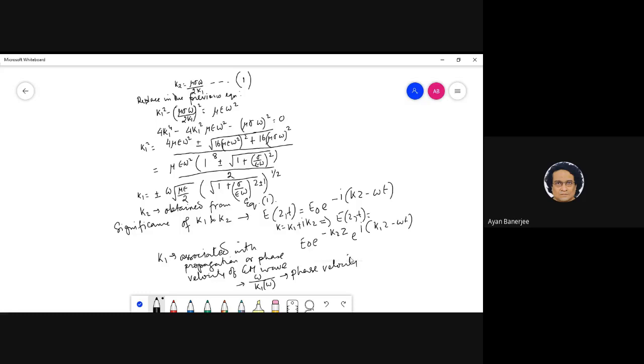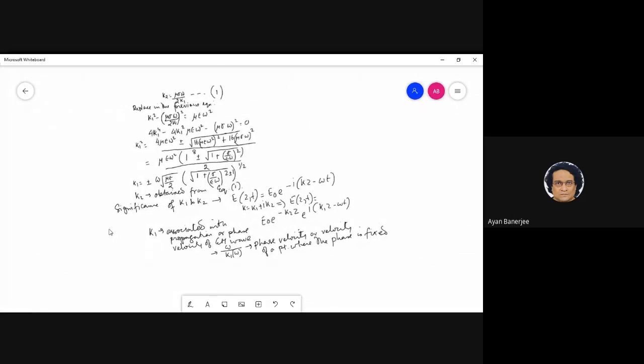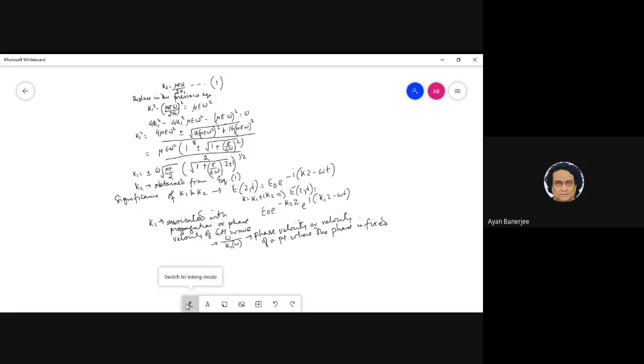Or the velocity of a point where the phase is fixed. So basically that is what phase velocity is, if you really try to understand it. But the crucial thing, the one that is more important, is the group velocity, right? So what is group velocity?